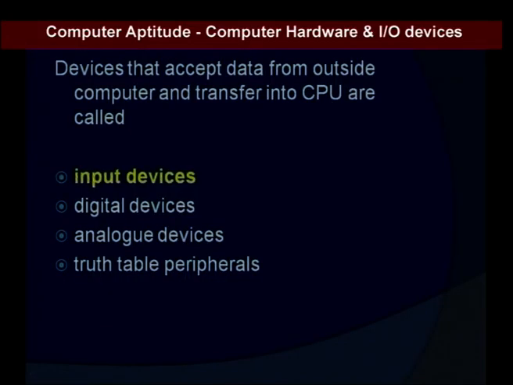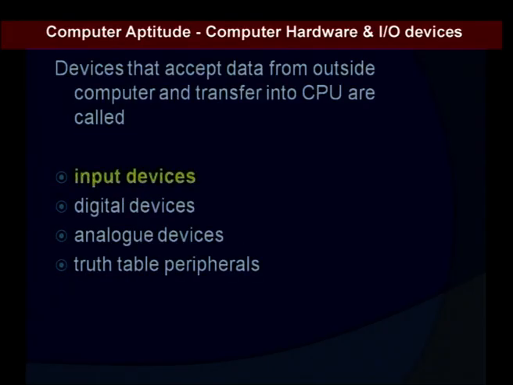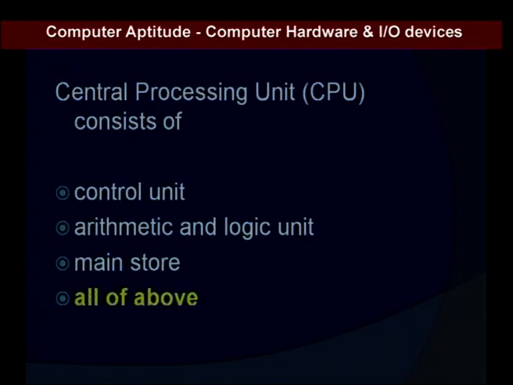Next, devices that accept data from outside the computer and transfer it into the CPU are called input devices. An input device means the data is stored internally. The CPU is divided into 3 types, right? In that situation we call it an input device. Next, the central processing unit: the CPU consists of the control unit, arithmetic and logical unit and main storage. All of these are in the CPU. So all of the above is the answer here.